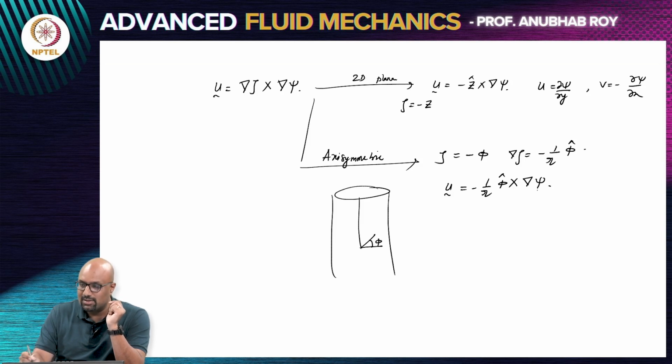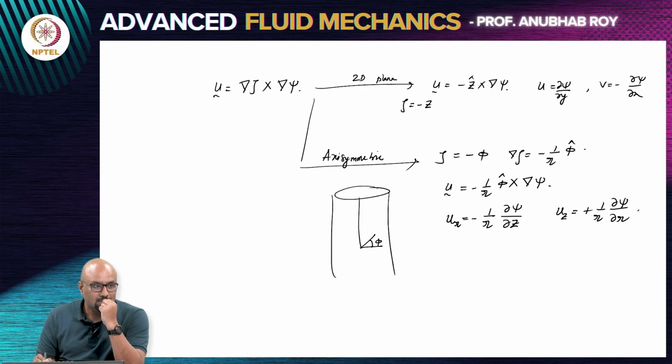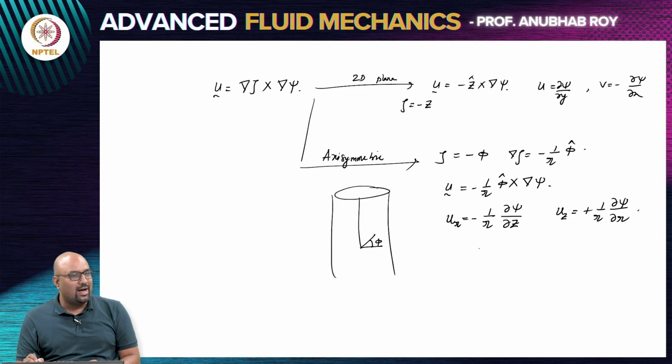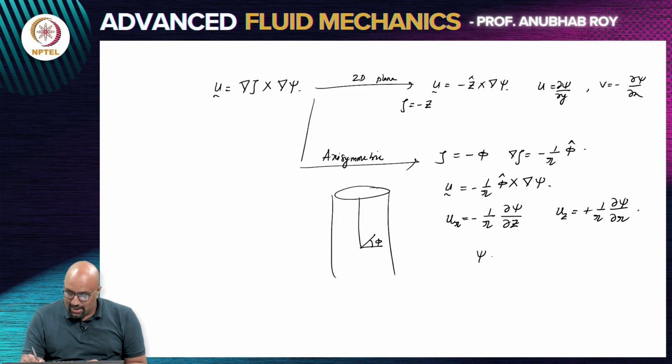cross gradient psi. So, in cylindrical coordinates, the radial component of velocity would be minus 1 over r dou psi dou z, and uz is going to be plus 1 over r dou psi dou r. Dimensionally you can see it is a little different than what you had in the planar problem. So, this psi which appears in any axisymmetric problem is known as the Stokes stream function.